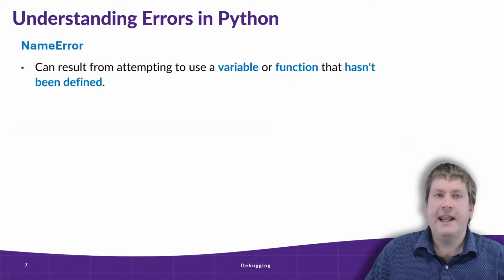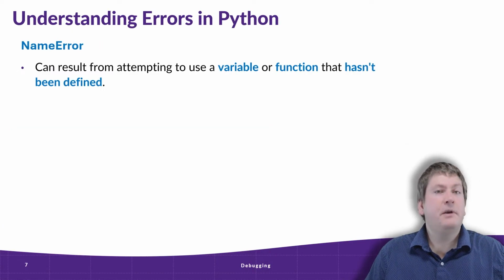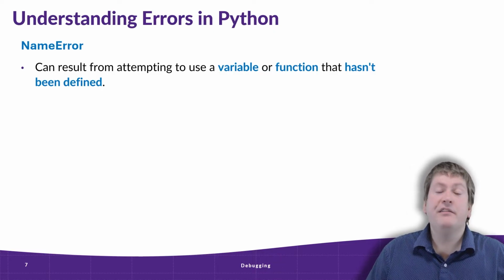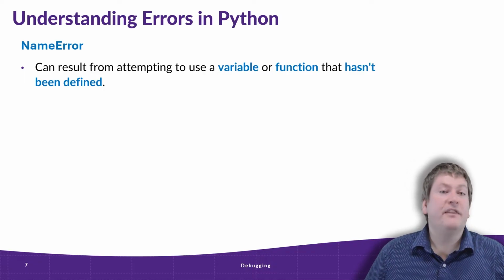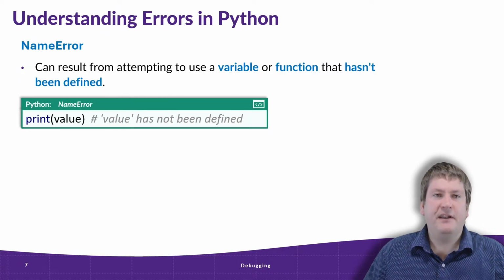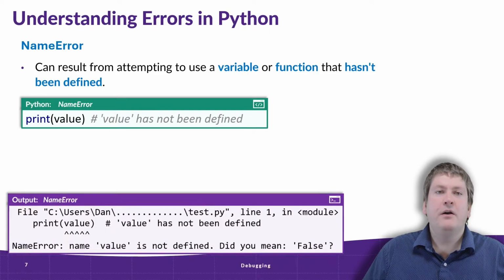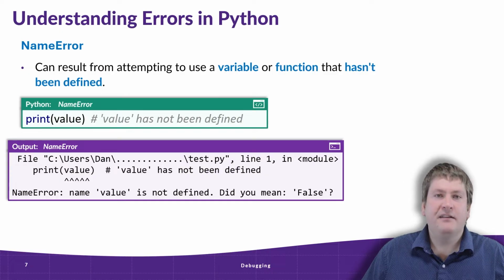Next up is the name error. And this can result from attempting to use a variable or function that hasn't been defined, or it can also happen if we have a typo in our variable or function name, and Python thinks that that variable doesn't exist because we spelled it wrong. Here's an example, and in this example, we're trying to print out the value of a variable named value. But the issue is value hasn't been defined anywhere. If we're going to use a variable, we need to at least assign it a value first. If we don't, we'll get an error that looks something like this.